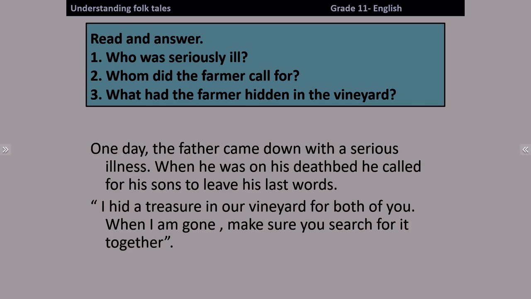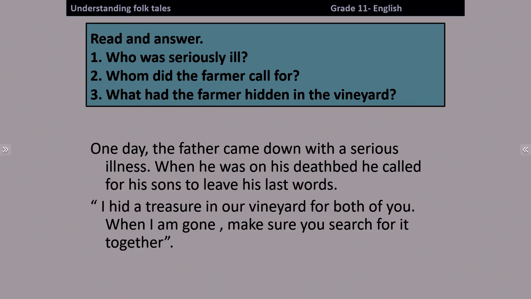I'm sure you could finish the activity very soon because you read this part of the story twice. Let's check the answers now. What about the first question? Who was seriously ill?